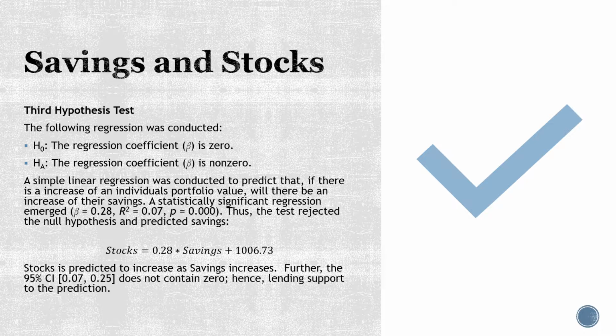A statistically significant regression emerged. Beta equals 0.28, r squared equals 0.07, and p-value equals 0.000. Thus, the test rejected the null hypothesis and predicted savings. The stock is predicted to increase as savings increase. Further, the 95% confidence interval does not contain 0, hence lending support to the prediction.